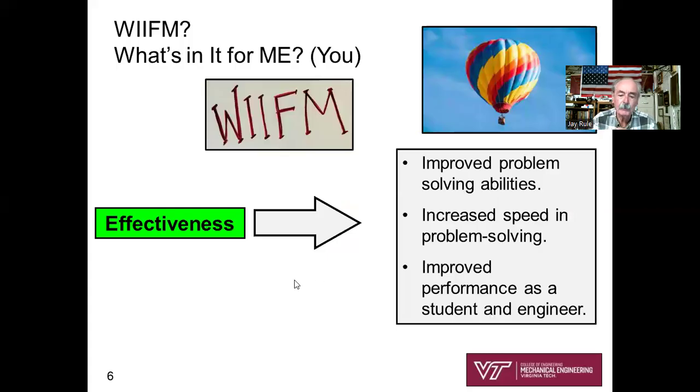Now, what's in it for me? What's in it for you? If you can improve your effectiveness, then that's going to improve your problem-solving abilities. That's going to make you a better engineer. It will also, if you are more effective, increase your speed in problem solving. That should make you happy as well, because I'll bet you're finding that problem solving is taking up more and more of your time. So if you couple both of those together, you're going to see that's going to improve your performance, both as a student and as a practicing engineer.